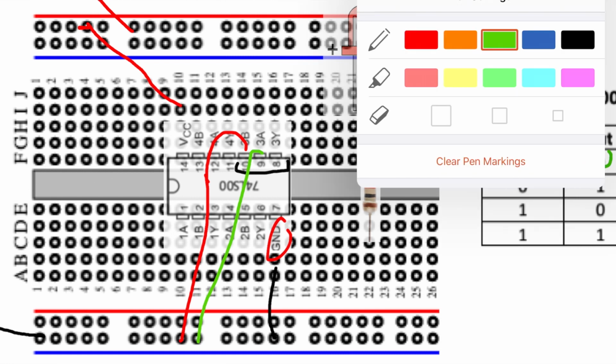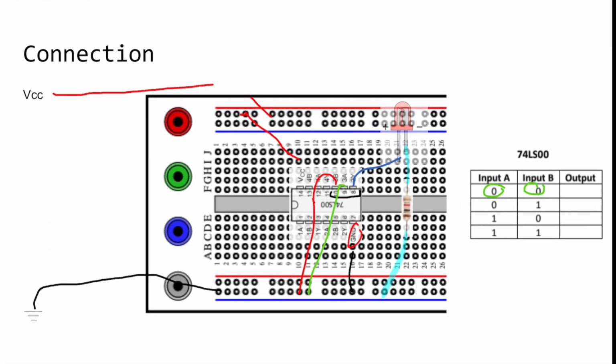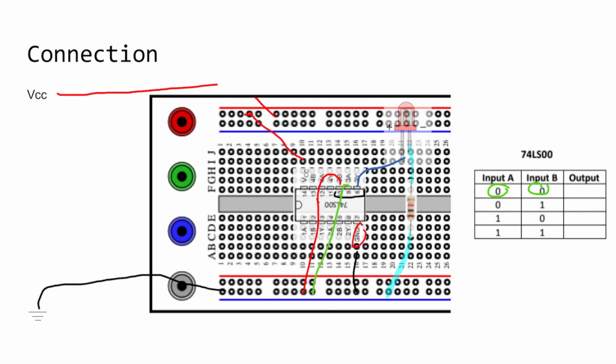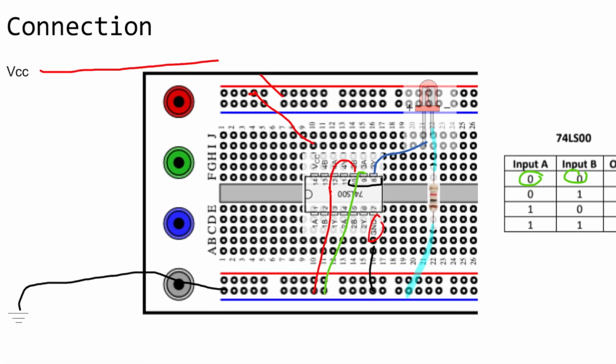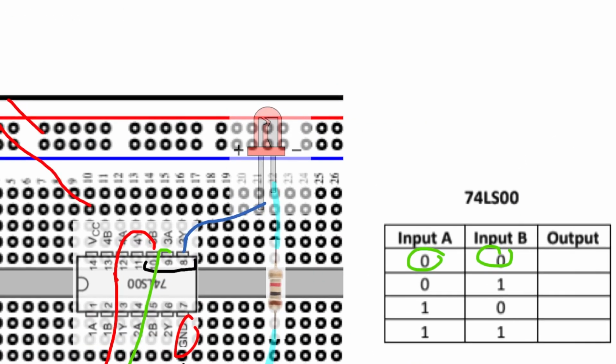And for the output Y, we are going to connect it to the positive terminal of the LED, and then the negative terminal of the LED should be connected to the resistor, and the resistor would connect to the ground. So this is how you make a full connection based on this, right? This is the connection that's made on the circuit board, and if we have connected it successfully, we should get a result.